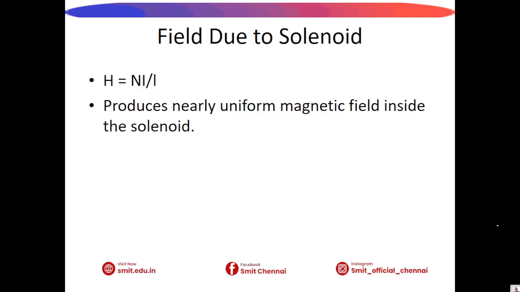Next, we see the field due to the solenoid. A solenoid is a long coil consisting of many turns of wire. The magnetic field inside a solenoid is nearly uniform and is given by H is equal to NI by L. The field strength increases with the number of turns and current. Because of its strong and uniform magnetic field, a solenoid is often used in relays, actuators, and electromagnets.